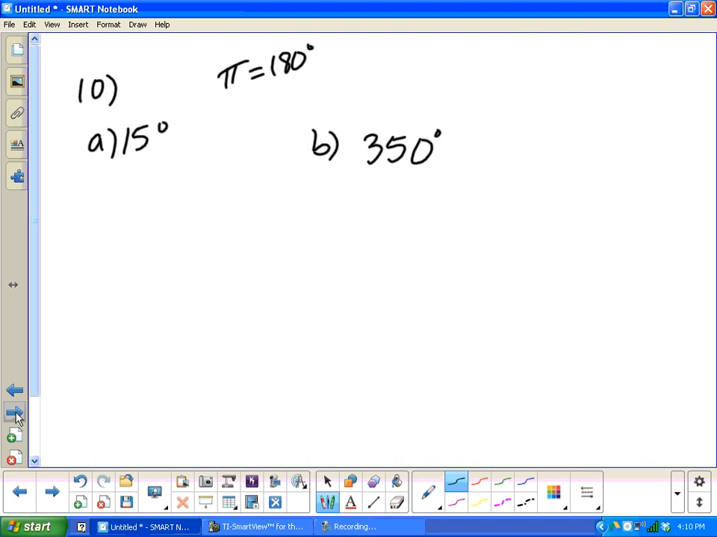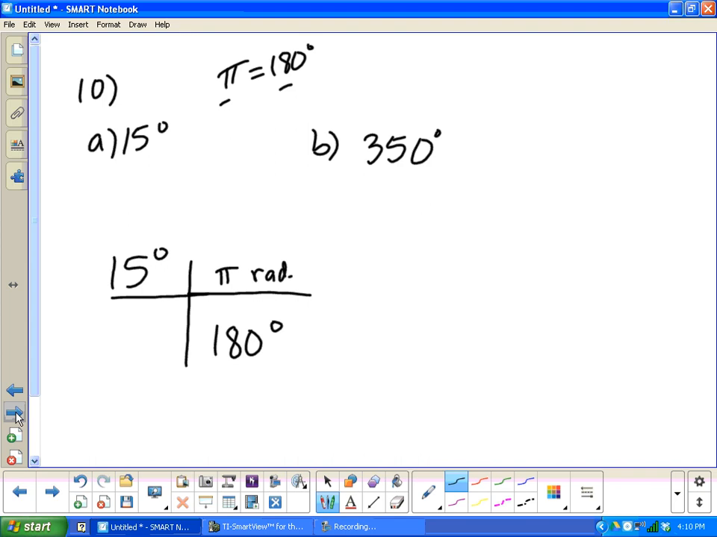So let's set up a little dimensional analysis here. Start off with 15 degrees. Now we're going to put this conversion factor in, and 180 degrees has to go on the bottom because we want those units to cancel out. So pi radians would go on the top. Now we're just going to multiply this out, and this is going to give me 15 pi over 180.